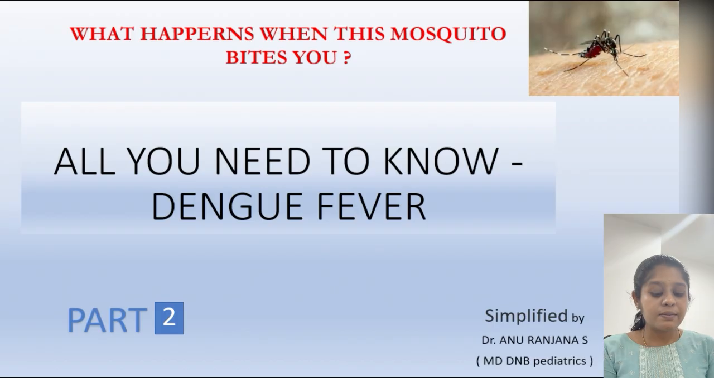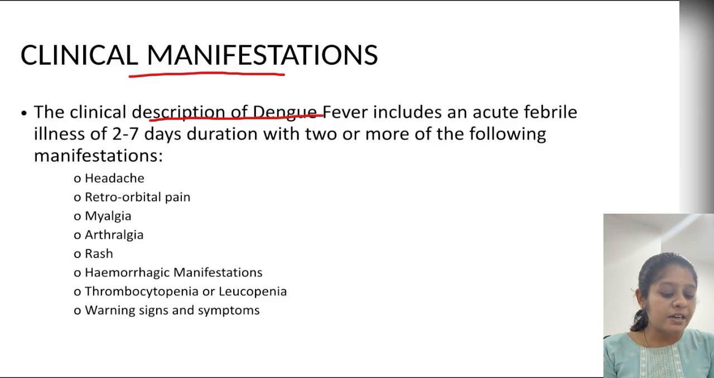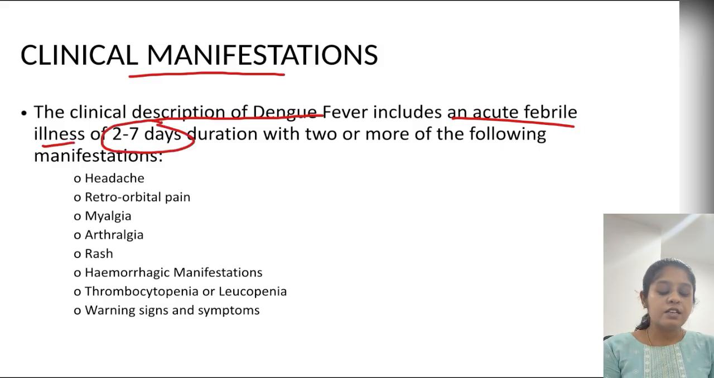Coming to the clinical manifestation, the clinical description of dengue fever includes an acute febrile illness that lasts for 2 to 7 days with two or more of the following: headache, retroorbital pain, myalgia, arthralgia, rash, hemorrhagic manifestation, thrombocytopenia or leukopenia, and warning signs and symptoms. In the upcoming slides, we'll learn about the warning signs and symptoms.